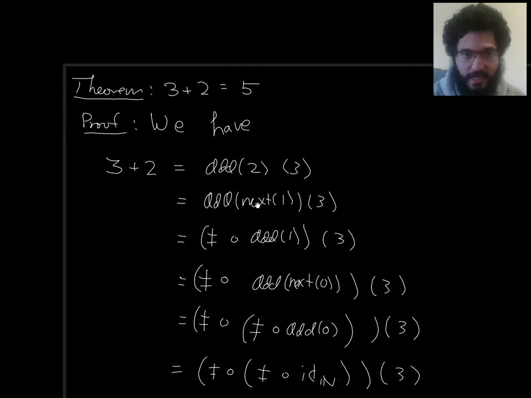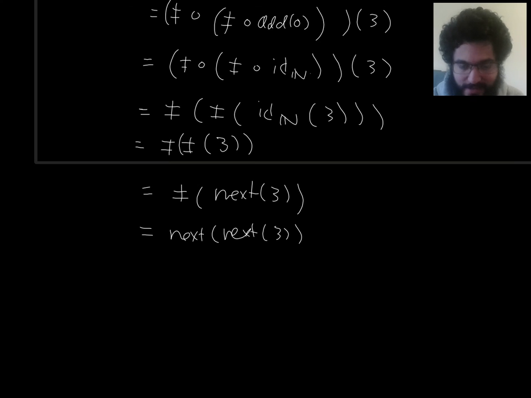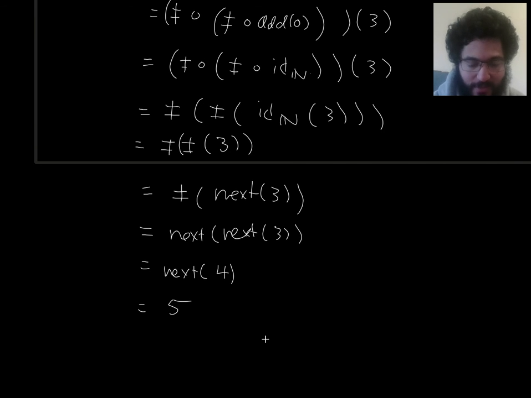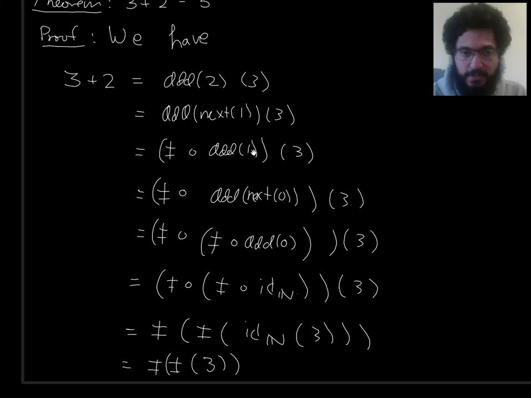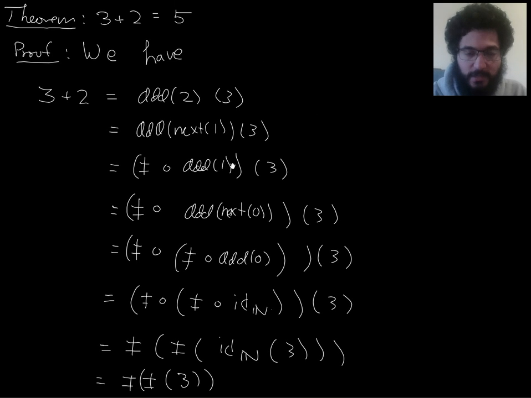Okay, but our goal is to say 5 at the end, and we're almost there. By the definition of 4, next 3 is just 4, right? And by the definition of 5, next 4 is just a longer name for 5. Or maybe, rather I should say 5 is a shorter name for next 4. Okay, so that's it. Now, if you write a proof like this, probably it's good to justify, I mean, it depends on the audience and the context, but it might be useful to justify the individual equalities rather than just write equal signs.